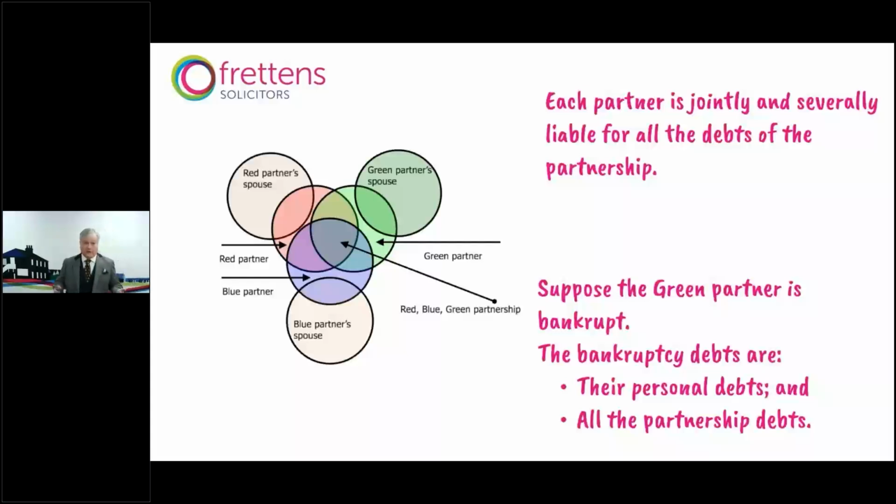So take the example of bankruptcy of the green partner. In that case, the creditors who will be proving in the bankruptcy debts will be firstly their own personal debts that they themselves have got, and then secondly, all of the partnership creditors will have a claim as well. And you might also find that if there is a deficit in the partnership accounts, if the partnership is itself insolvent with its own liabilities exceeding its assets, the partnership itself will be a creditor. Each of the partners will owe money to the partnership to make up that deficit as well.